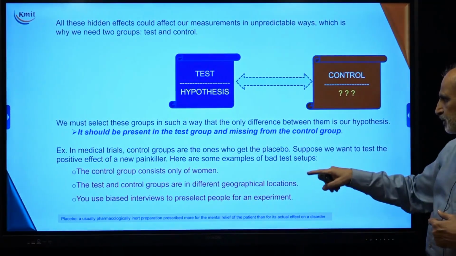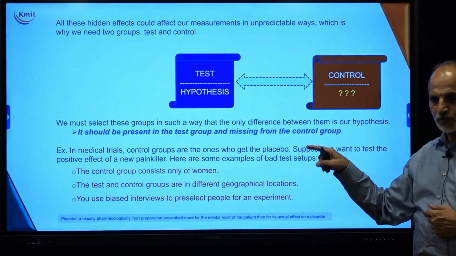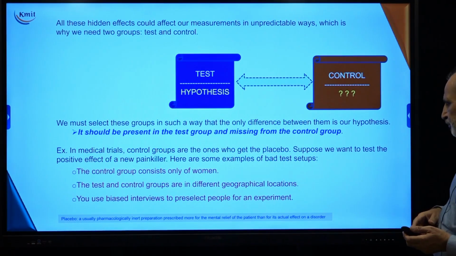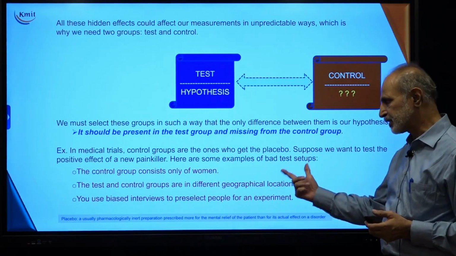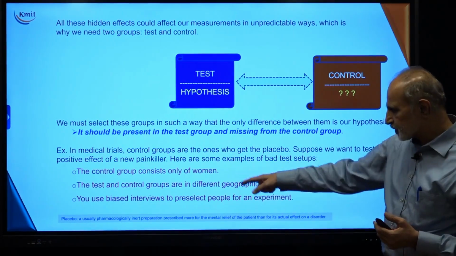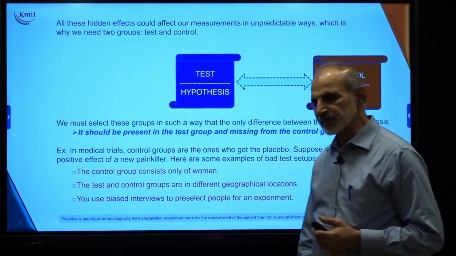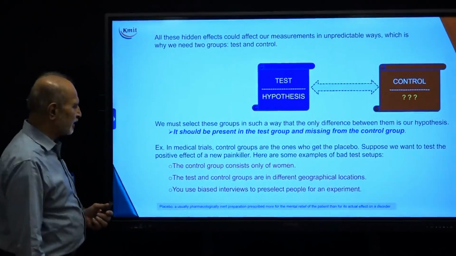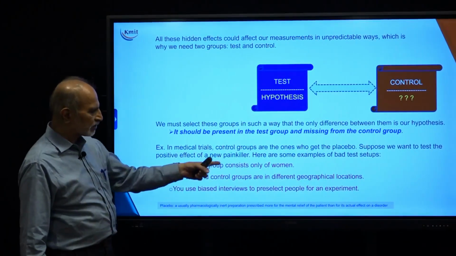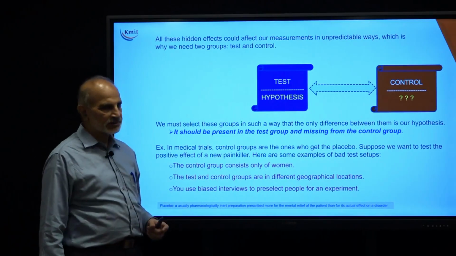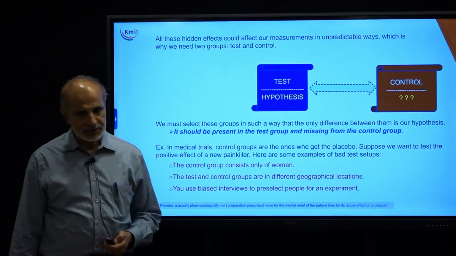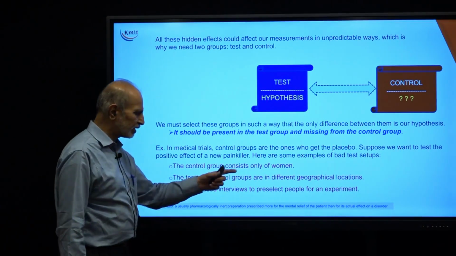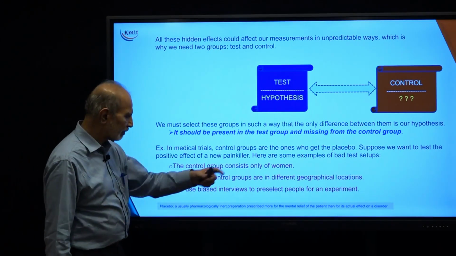Suppose we want to test the positive effect of a new painkiller which I have designed. Here are some examples of a bad test, not a good test. Look here: the control group consists only of women. Now, is it not a biased one? It is a biased one. So, the bad example number one is that the control group consists only of women. Similarly, in the RTC bus example, the control is only women because free bus rides are given to women only. So, it is a bad example.